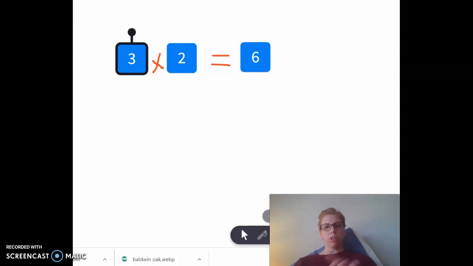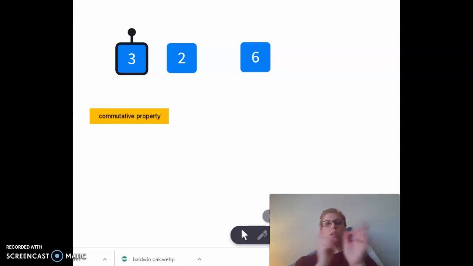When you switch the multiples around in a multiplication problem, does the answer change? No. 3 times 2 is the same as 2 times 3. The answer is still 6. Well, this is called something: the commutative property of multiplication. That's what that's called. When you can switch numbers around in a multiplication problem, switch the multiples around, you still get the same answer.